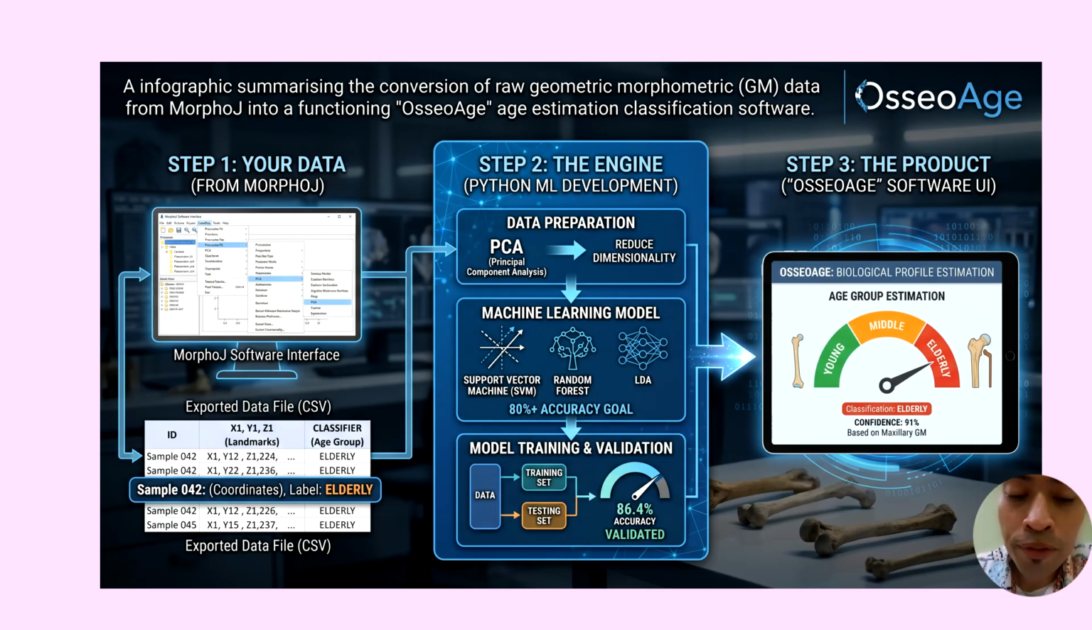So the concept of our software is based on an innovation that automates human age estimation by applying machine learning to geometric morphometrics data of the maxillary bones. It involves three main steps.